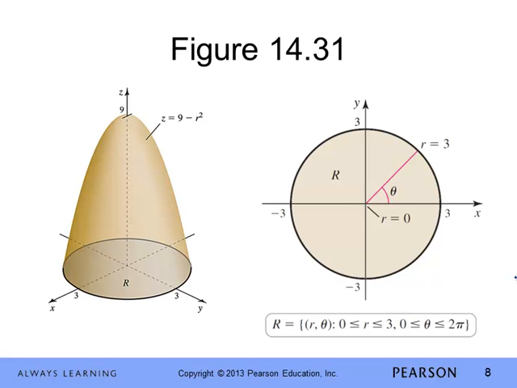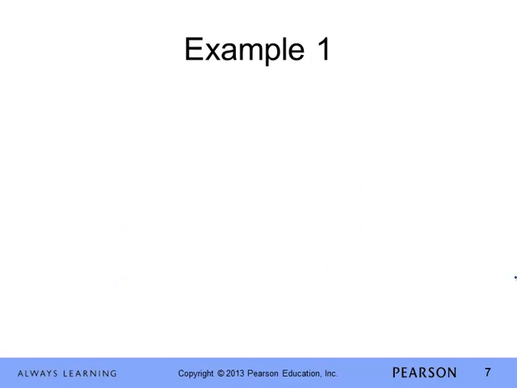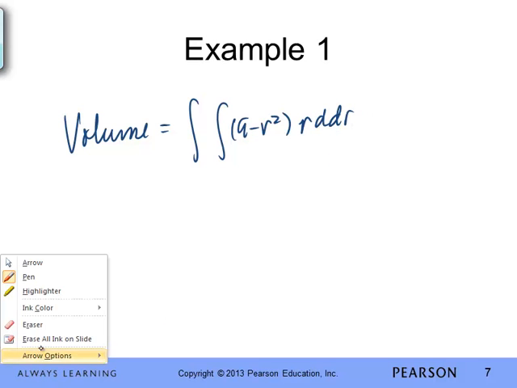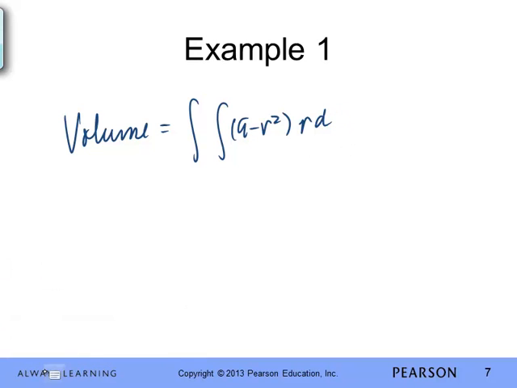So this is the circle that you're actually going to integrate over, where r is going to go from 0 to 3, theta is going to go from 0 to 2 pi. So your integral is going to be the integral of 9 minus r squared, times r dr d theta. Remember, r goes from 0 to 3, theta goes from 0 to 2 pi.